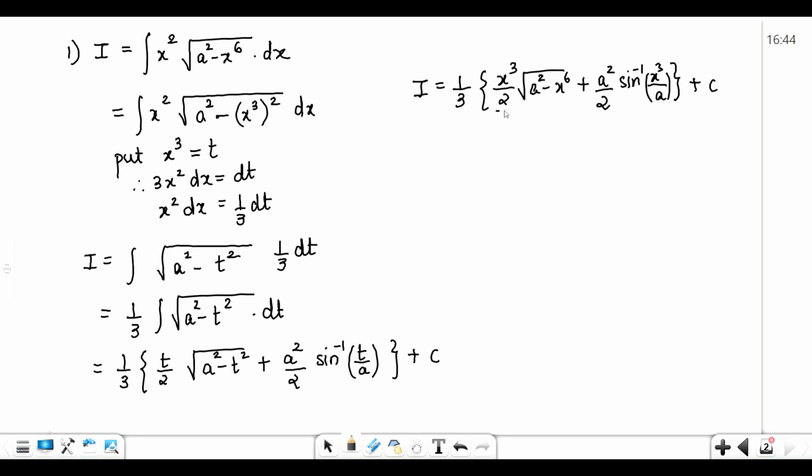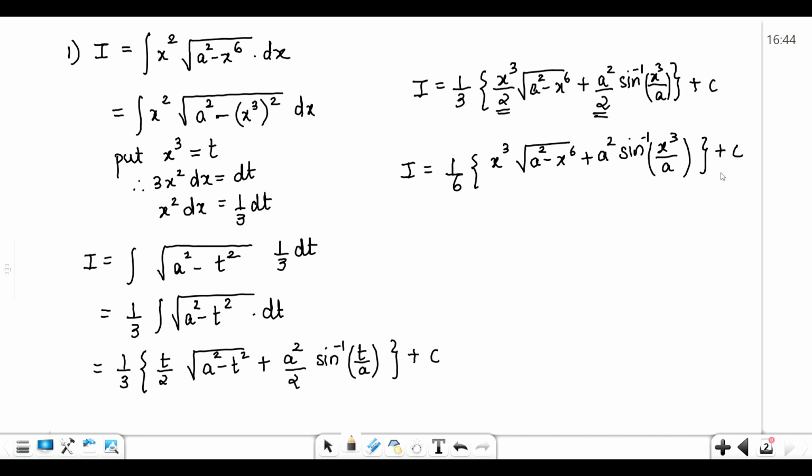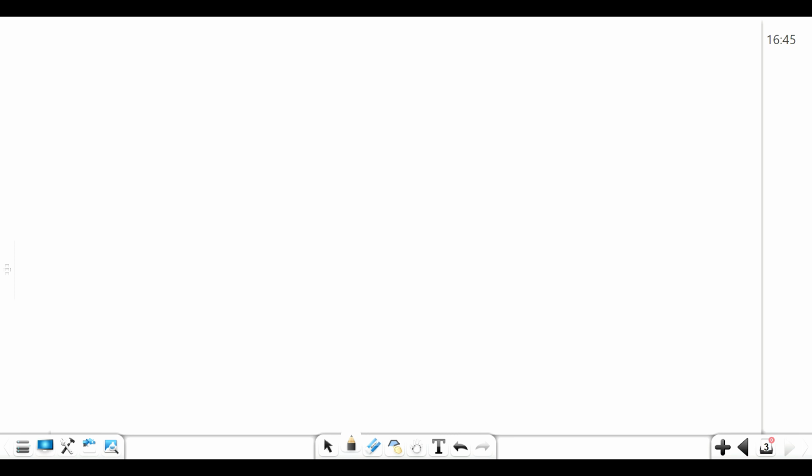Further we have the 2 in the denominator, we can take outside, so it will be 1 upon 6, then x cube square root of a square minus x raised to 6 plus a square sine inverse x cube upon a, close the bracket, and then plus c. Okay, hope you have understood this problem, which was based on the first formula. Now let's just move on to the next kind of question, which is based on another formula.